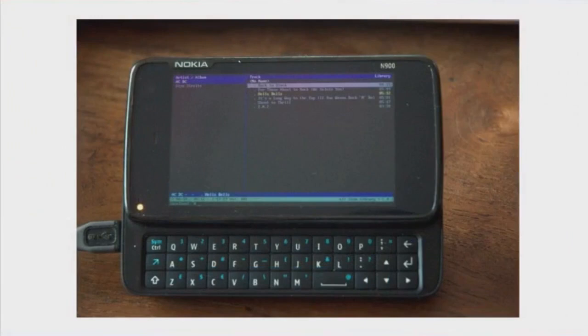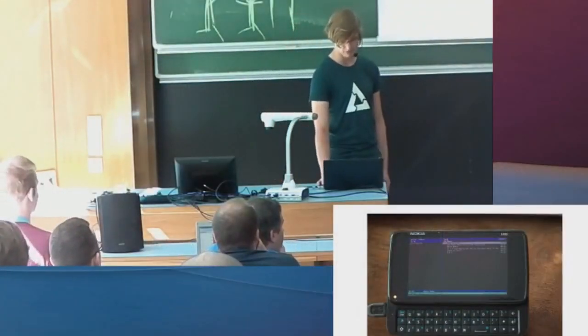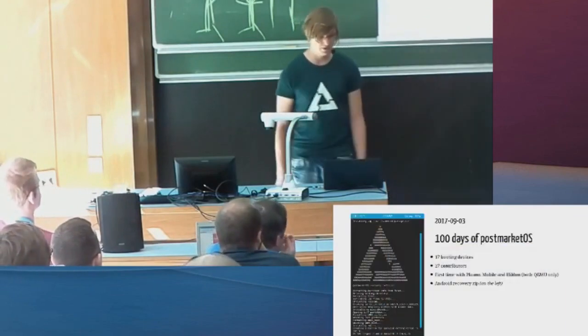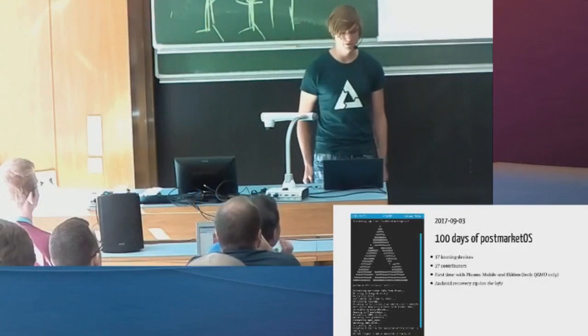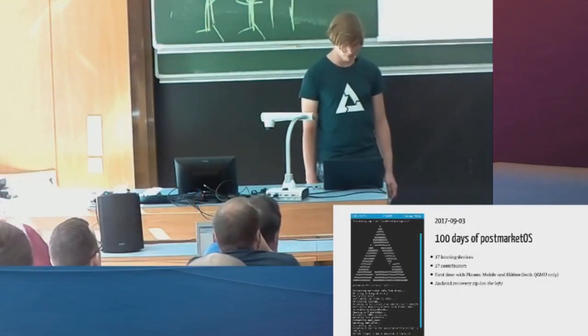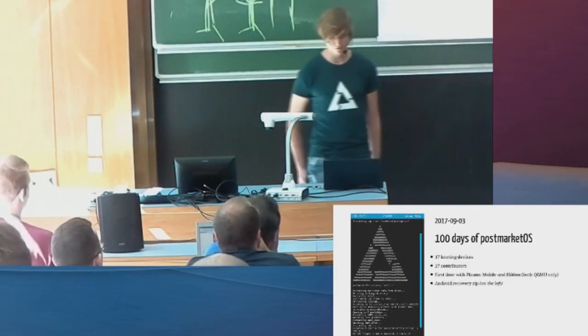It's the classic Nokia N900 from 2009. Cute, right? It's showing a console music player there. And this was done by Martin Brahm, and he's also the guy who did a lot of the artwork I'm using in this presentation. So another 50 days later, we had 17 booting devices, 27 contributors, and the first time we had Plasma Mobile and Hildon running, actually. So you know Plasma, obviously, and Hildon is the desktop which ran on the device I just showed you, the N900. And at this point in time, we were running both in QEMU. And also we had the Android recovery zip supported, which you can see on the left. And this was done by Attila Solosi.